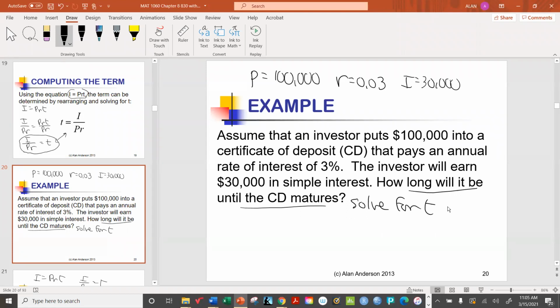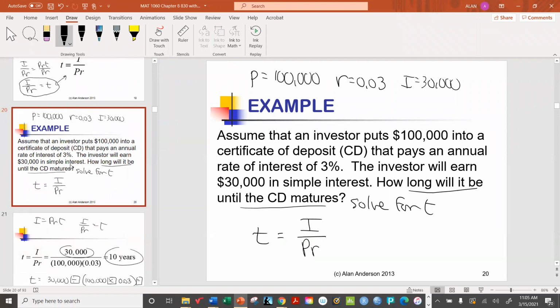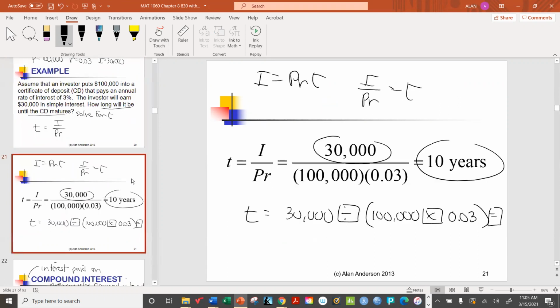So now you know what that means. It's time to whip out this equation that we just determined: T equals I over PR. Then we plug in the numbers, carefully applying them to our calculator. And don't forget about the parentheses, because if you do, you're not going to get the right answer. But when you plug in all those numbers, you should get a total of 10 years. In other words, it took 10 years to earn this interest when we deposited $100,000 in a CD that pays 3%.